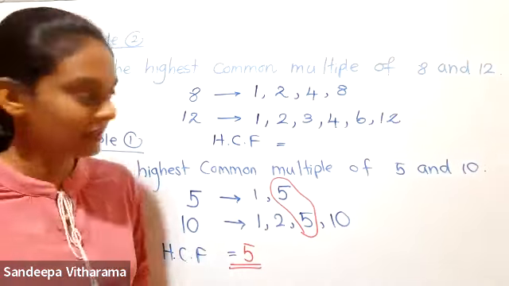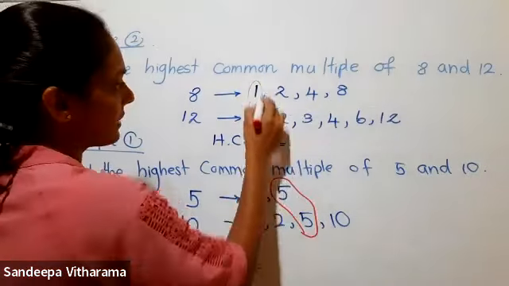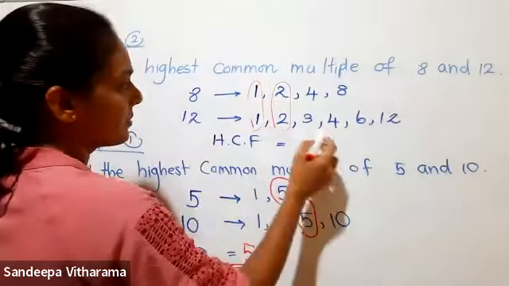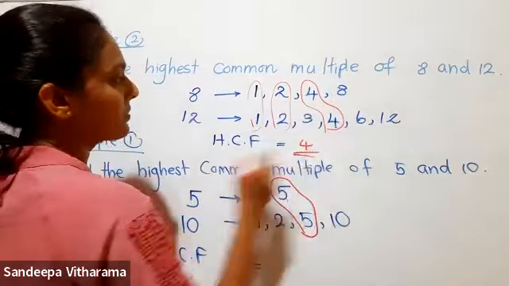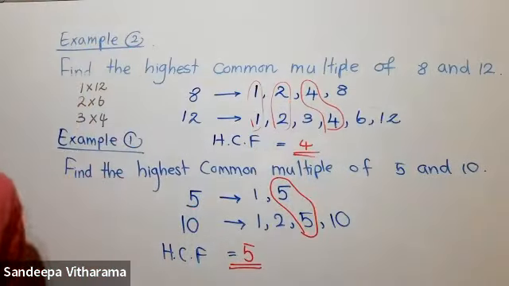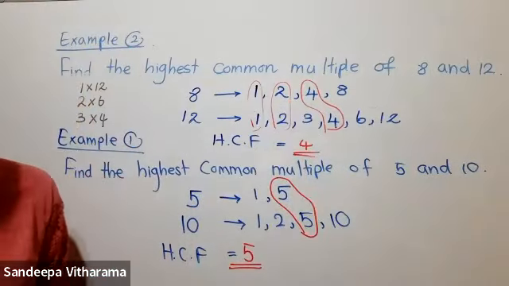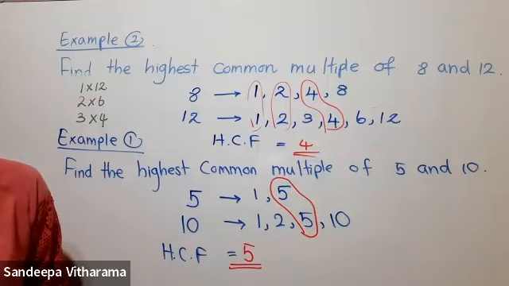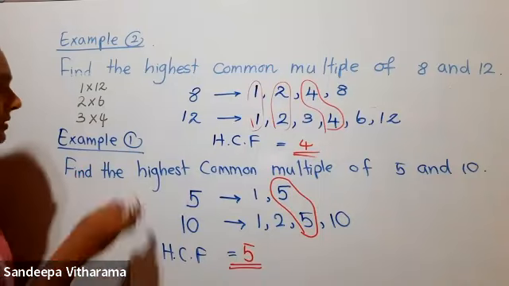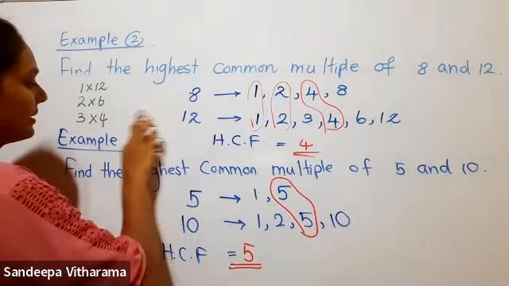Highest common factor is 4, no? Because 1 is also common, 2 is also common. But the highest one is 4. Highest common factor is 4. Did you understand? Yes, teacher. Shall we try another one? Are you ready?